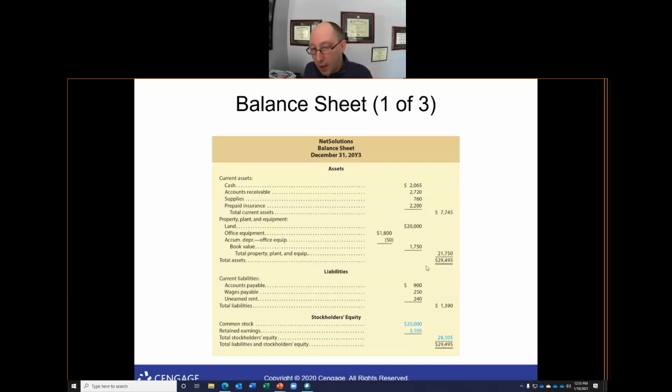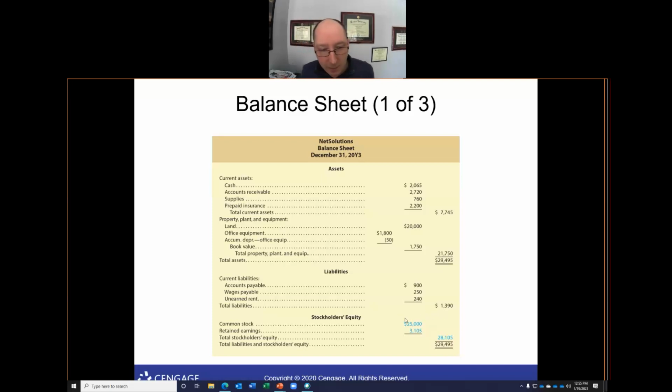Then, of course, you've got to do the same thing with your liabilities and equity. Liabilities, current liabilities: accounts payable, wages payable, unearned rent. And then if you had other liabilities, long-term liabilities would be notes payable. Those are like loans that you took out from the bank, notes payable. Another long-term liability would be a mortgage. Anything longer than 12 months is called long-term. So you add up your current liabilities and your long-term liabilities, if you have any, to get your total liabilities. In this example, $1,390.